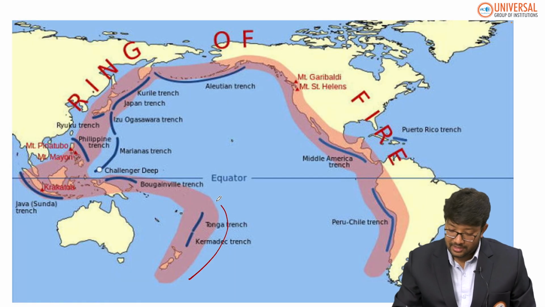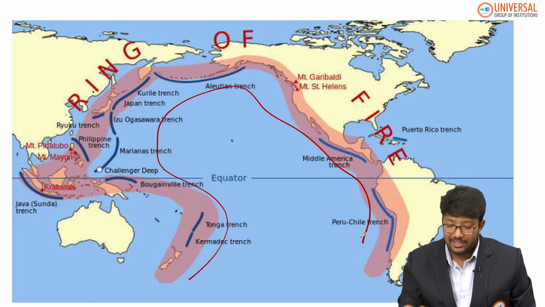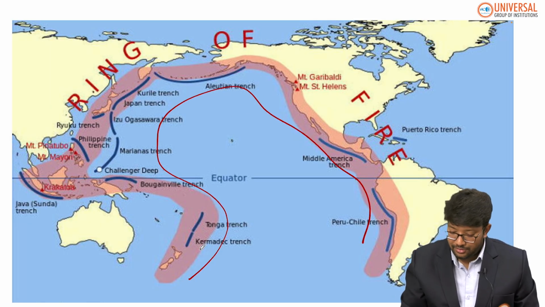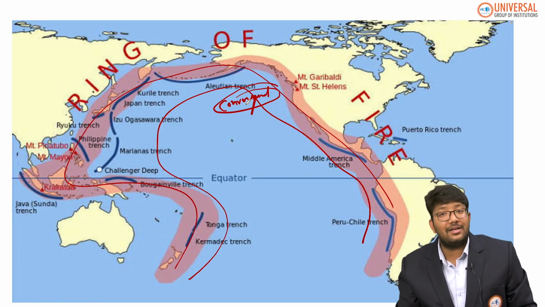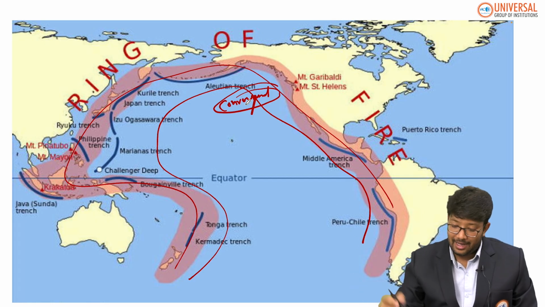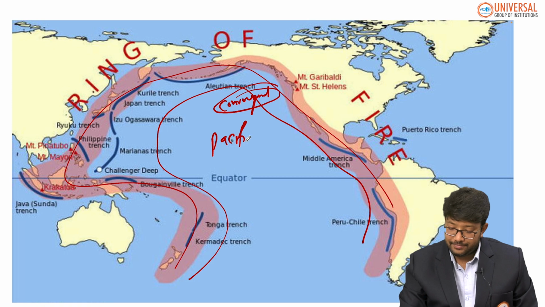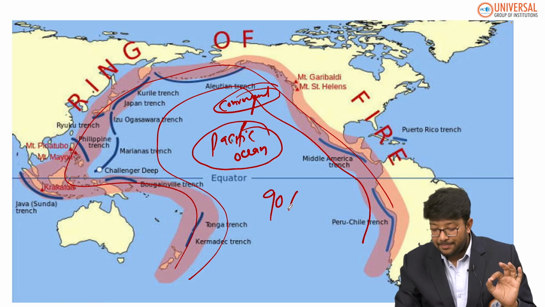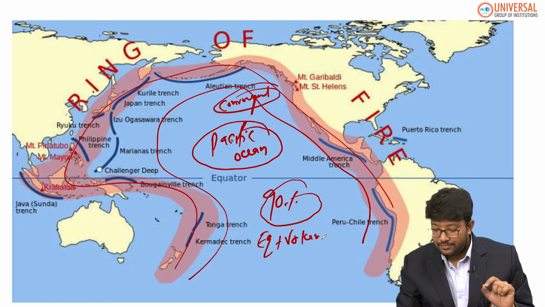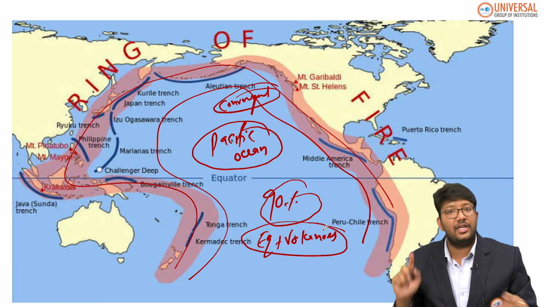As you can see, this is the Pacific Ring of Fire. Why is this called the Pacific Ring of Fire? Because as you can see in these red colors, these all are convergent plate boundaries. And because of the convergent plate boundaries, a lot of volcanoes and earthquakes happen. This full area of the Pacific Ocean: 90% of earthquakes as well as volcanoes occur in this Pacific Ring of Fire only.